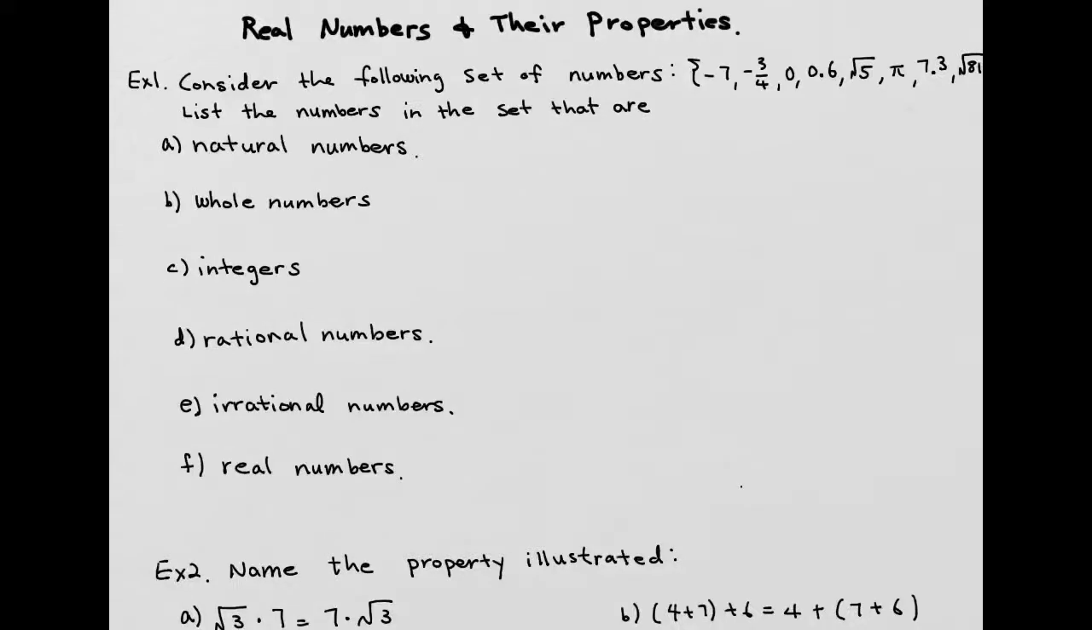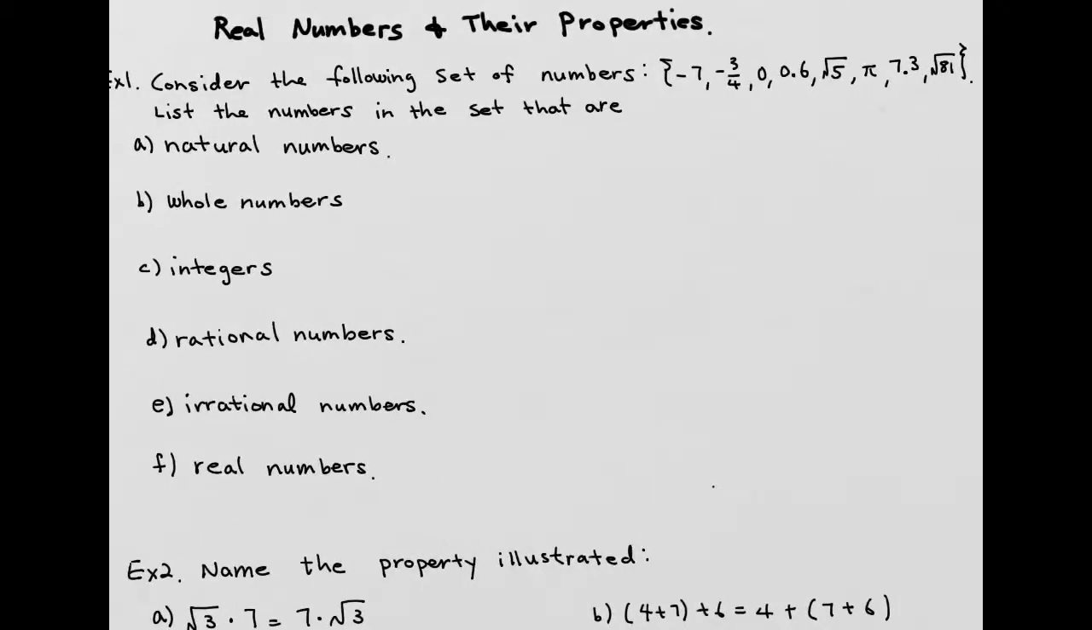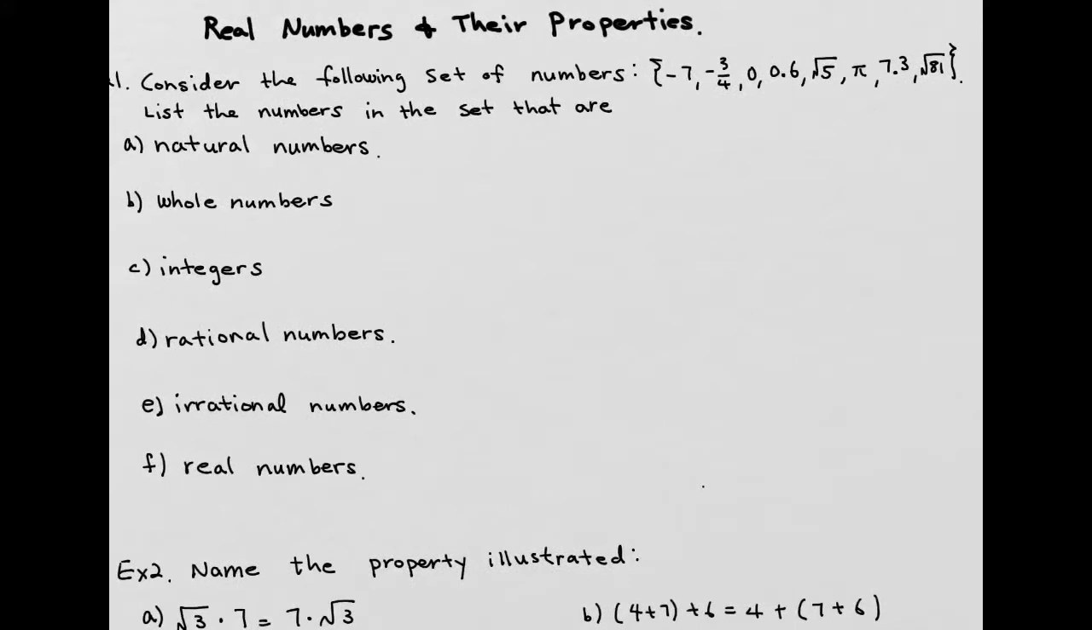In this lesson, we're going to talk about real numbers and their properties. So first problem, we have an example of a set of numbers given. All this is given, and we need to list the numbers in the set that are natural numbers.